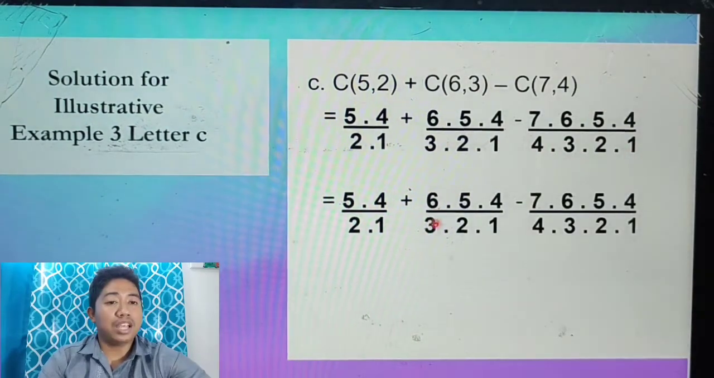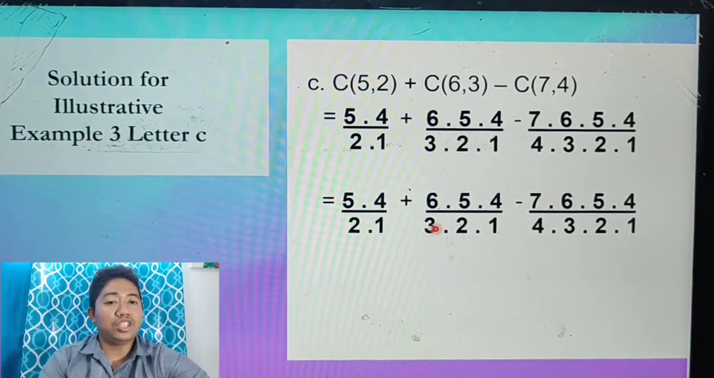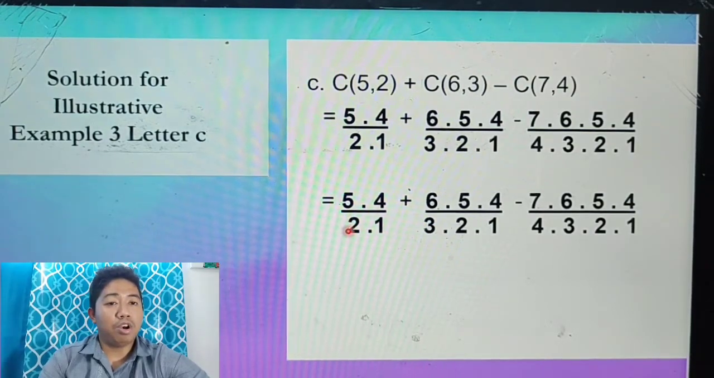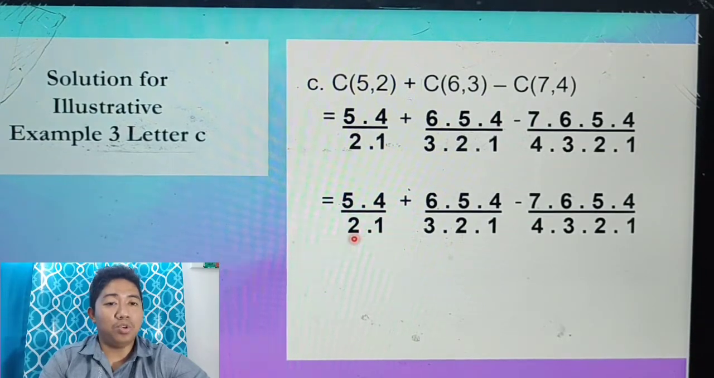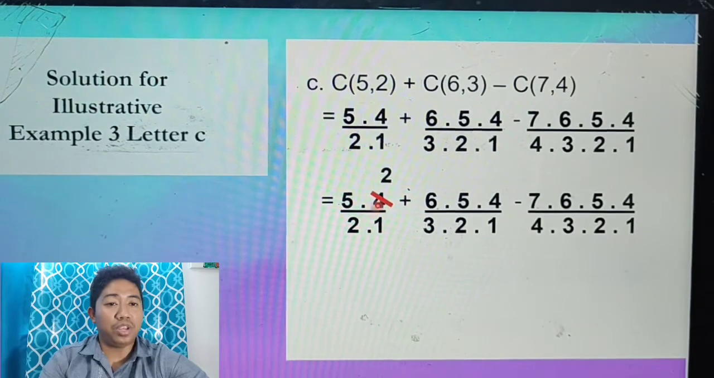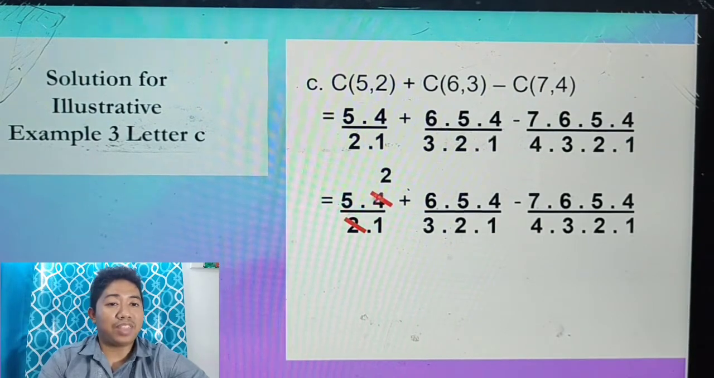The next process is we can apply the cancellation process to each of the terms simultaneously. On the first term, 4 is divisible by 2, so we can cancel out 4 and 2. 4 divided by 2 is 2, and cancel out the denominator, which is 2. So we have the remaining factors. The first term is 5 times 2.